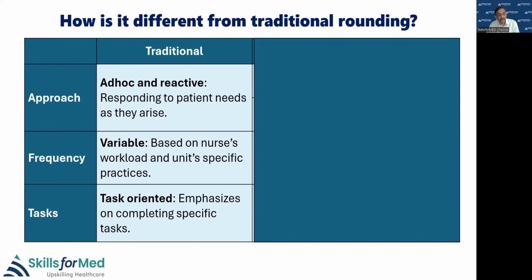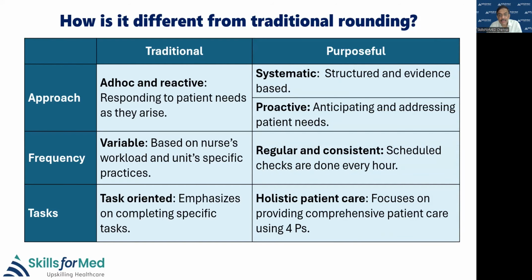And it is task oriented. It emphasizes completing specific tasks like giving the medication or doing bedsore care and things like that. So this is the traditional way of doing rounds. Whereas purposeful rounding is systematic. It is structured and evidence-based, as I told you. We look at the structure in a short while.